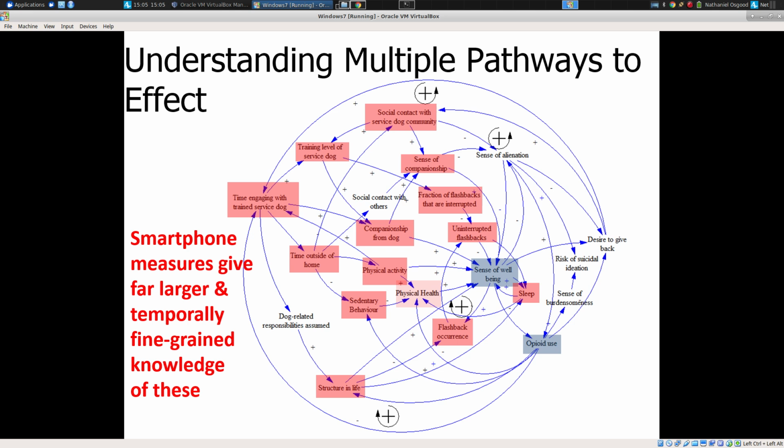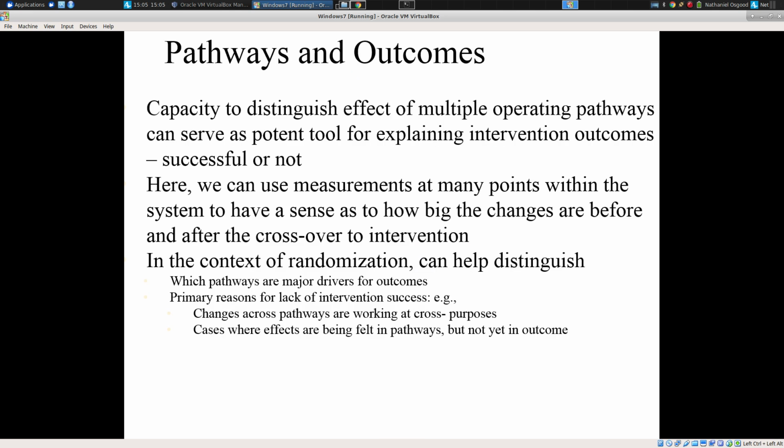We start to get pictures of how much time they're spending with the dog, the time they're spending outside, their actual physically measured and validated levels of physical activity and sedentary behavior, companionship for the dog, or the structure in their life as measured through entropy, their sleep quality, flashback occurrence. You get a much bigger picture and a much more fine-grained picture, a higher velocity picture.